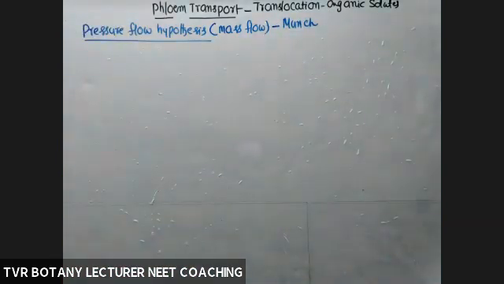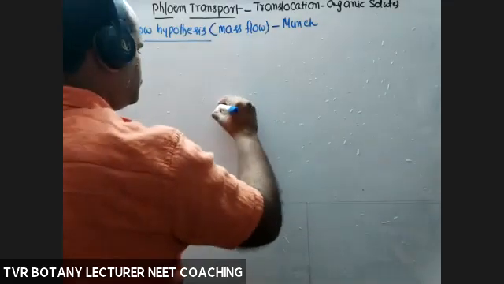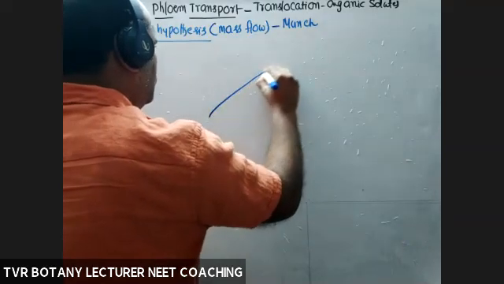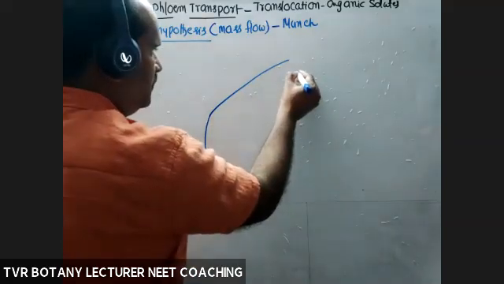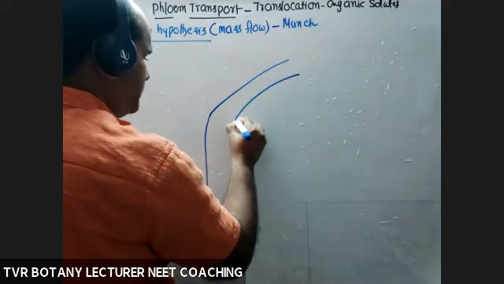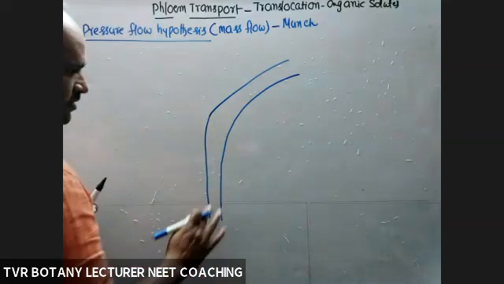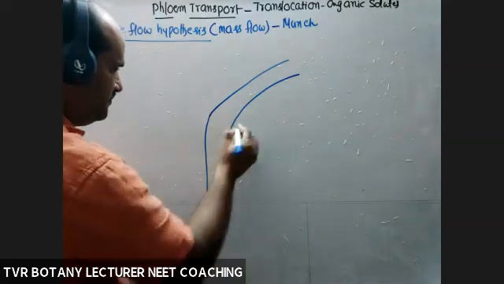So according to the pressure flow hypothesis, the driving force is the concentration gradient, pressure differences, not concentration, pressure gradient, pressure differences. Okay, so for example, this is a phloem part. This is a sieve tube I'm taking. Sieve tube part.